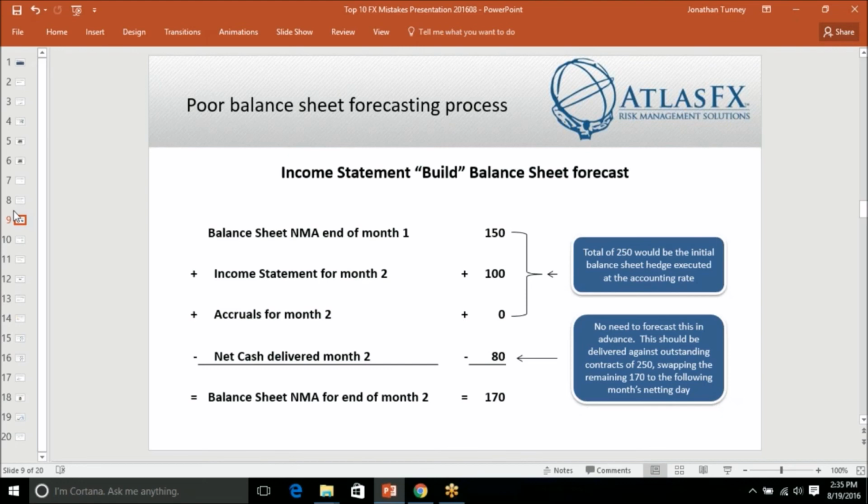And when that happens, it's going to happen at a rate different than your accounting rate. You should not handle that with a spot trade. You're going to have a lot of noise as a result of that. So you want to handle that as a swap. So that's how you end up with 170 as your hedge ultimately at the end of the month, which should match very well with your actual exposure, and you have less noise. And that is the conclusion of the balance sheet forecasting methodology.